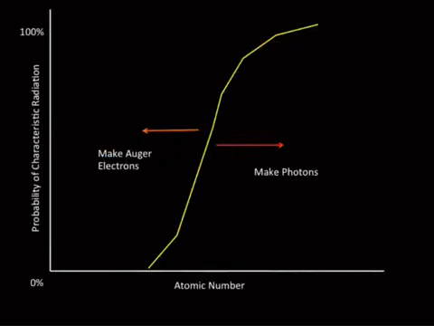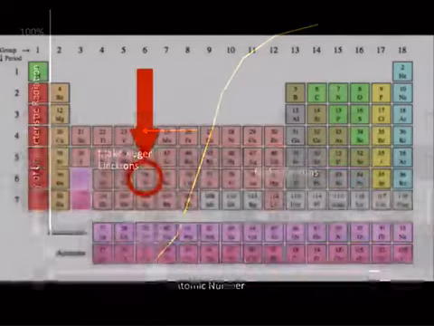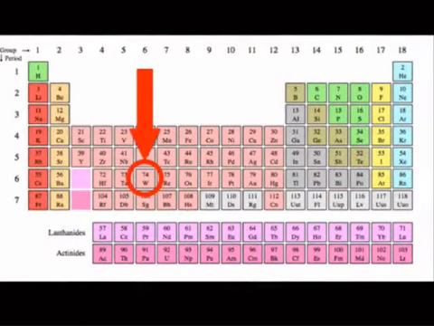So this is another reason why you would want to choose something with a higher atomic number, such as tungsten, because elements that have lower atomic numbers tend to make these Auger electrons, and atoms that have higher atomic numbers tend to make photons. So if we look at the periodic table here, you can see that it's one of the heavier elements.